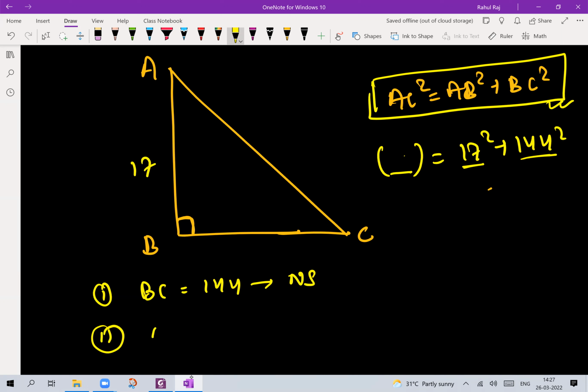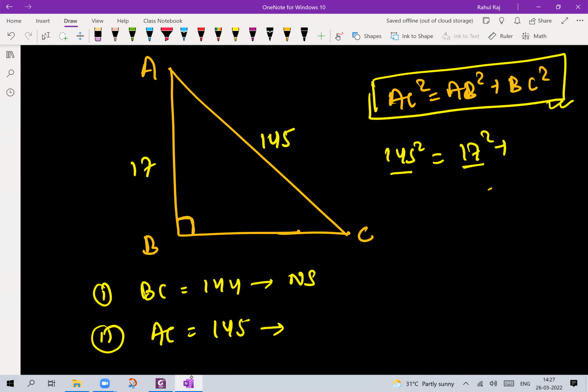Option number 2 says AC is 145. Any problem? When you go into option number 2, guys, please ensure option number 1 does not exist for you at all. I would have a question actually. Yeah, please tell me. The first one saying BC equal to 144, let's say.